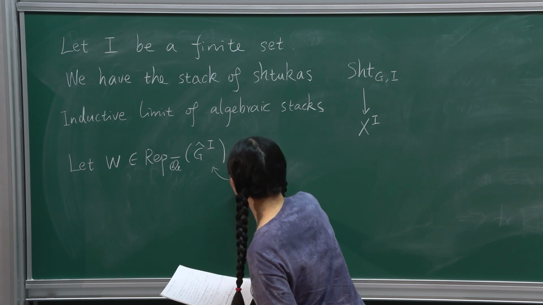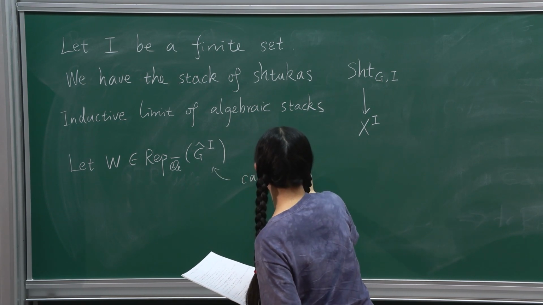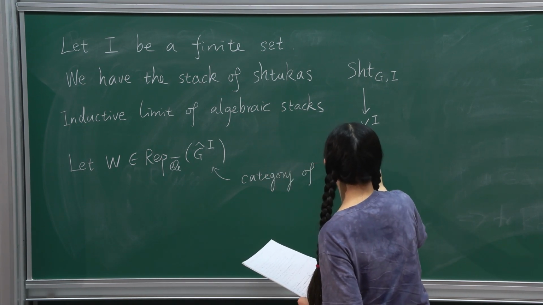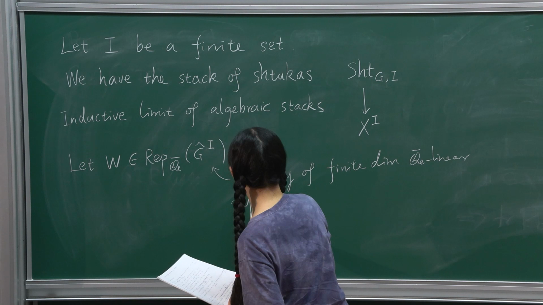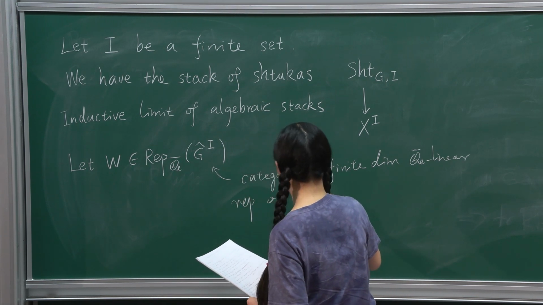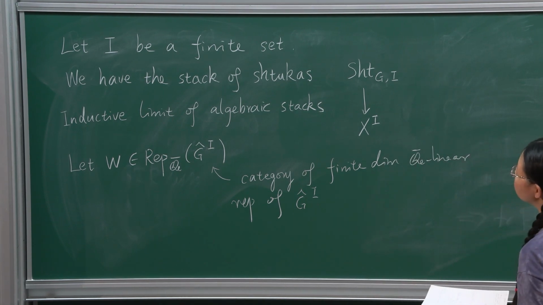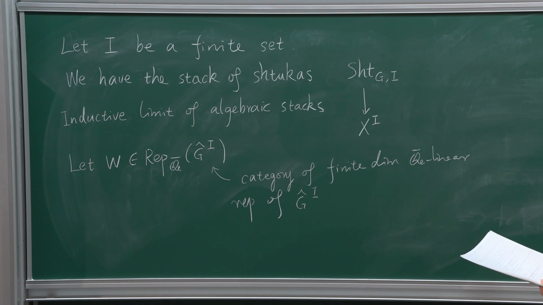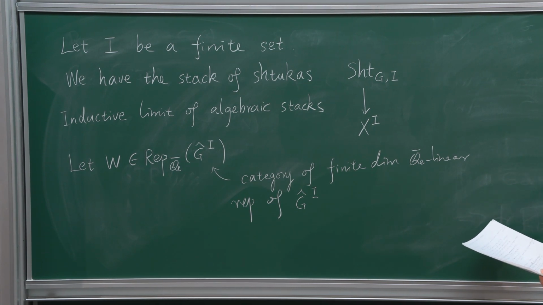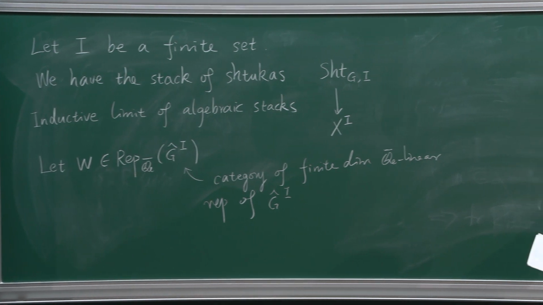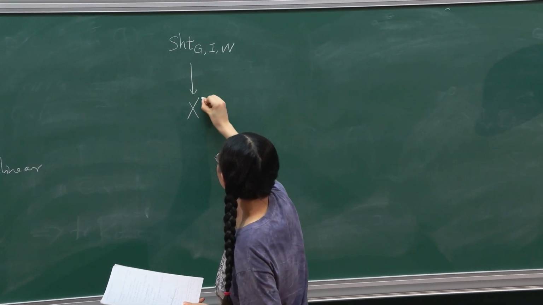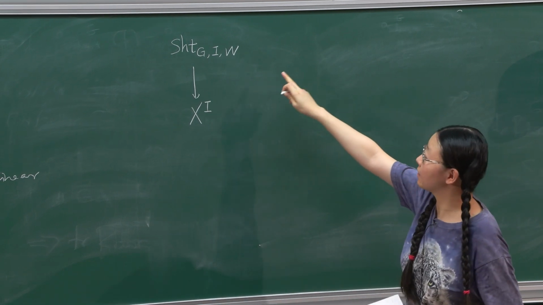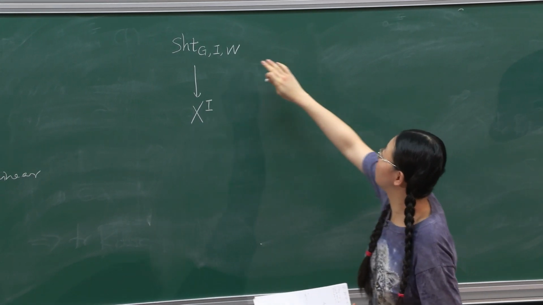And they call that this is the category of finite dimensional Q_l linear representations. And we have the bounded stack of Shtukas. I note W here. So this is like the smaller than lambda in Zui Yun's talk. Now it is a linear Mumford stack locally of finite type.